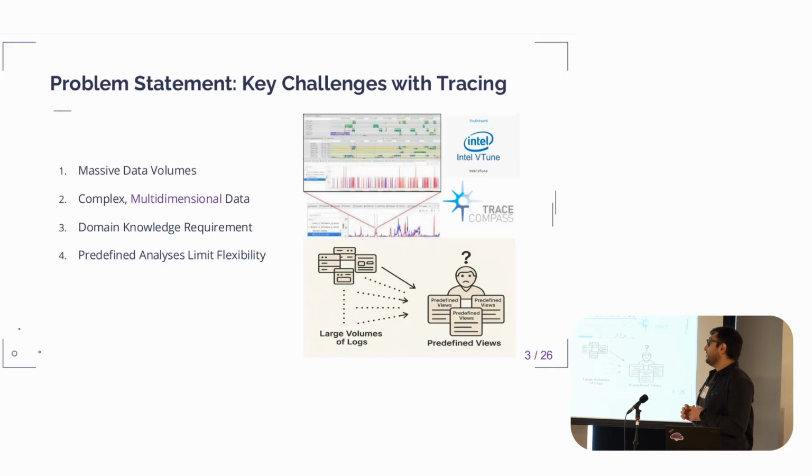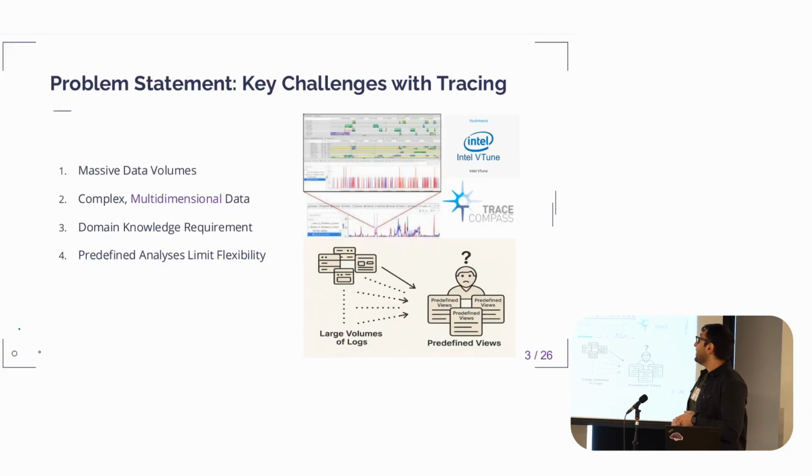Second is the multidimensional nature of trace data. By that, I mean every kernel event is not just a single data point. It can involve multiple entities like threads, CPUs, and files, all interacting with each other. So we should handle and account for that multidimensional nature as well.